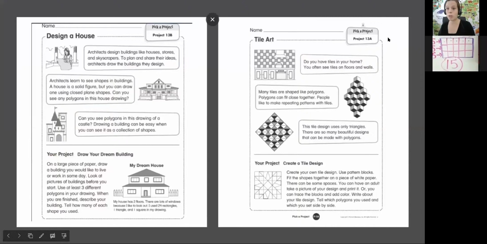So if you get done with your practice buddy, these are two projects that you can do that I thought were absolutely amazing. You can design a house or you can do what's called tile art. Oh, it's just so pretty. So totally optional. You don't have to. The only thing you have to do after this video is do your practice buddy on Pearson Realize, okay? I just thought this was too good not to pass up.